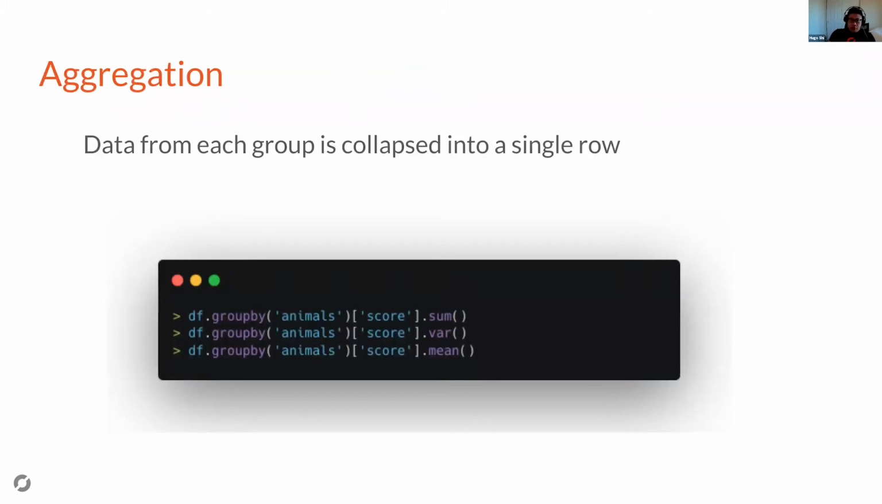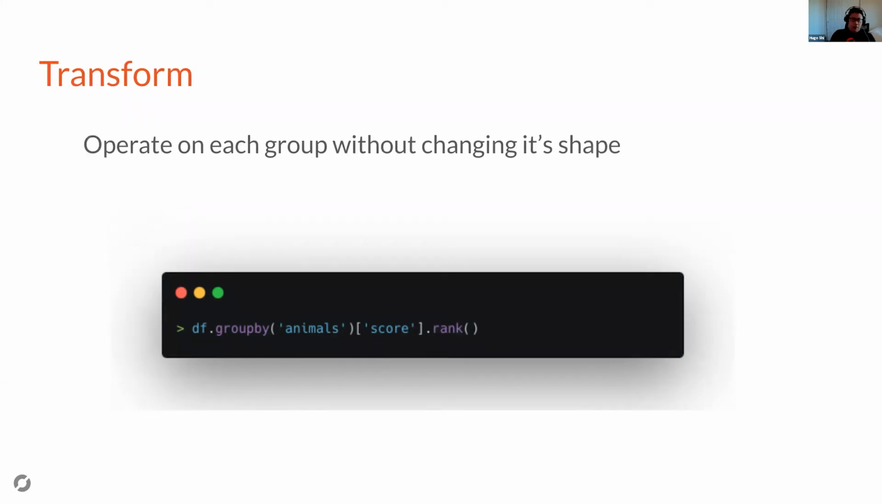So in an aggregation, data from each group is collapsed into a single row. In this talk, I'm going to be using a synthetic data set that I created, a very small one. There are three columns: animals, scores, and a date. So when you see animals and scores, this is from the synthetic data set that we're going to be using for the sample in this entire talk. Common aggregations that you'll see are sums, computing the variance, the standard deviation, and the mean.